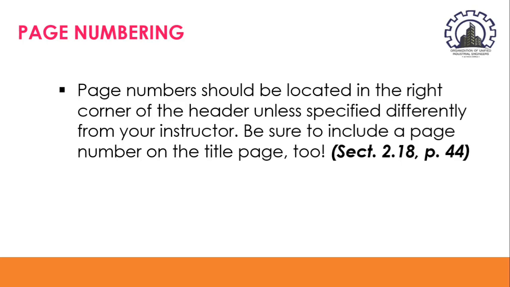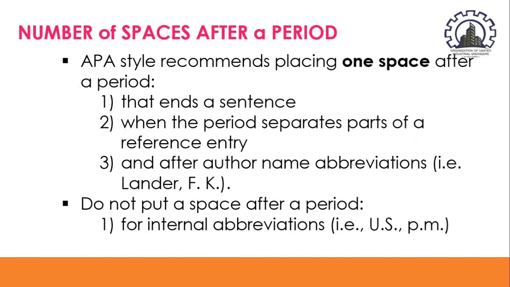And finally, for the number of spaces after a period, take note that APA style recommends placing one space after a period that ends a sentence. So for every sentence that ends, you need to put one space and then you can start another sentence. And also, aside from that, you need to place one space after a period when the period separates parts of a reference entry and after an author's name abbreviation.